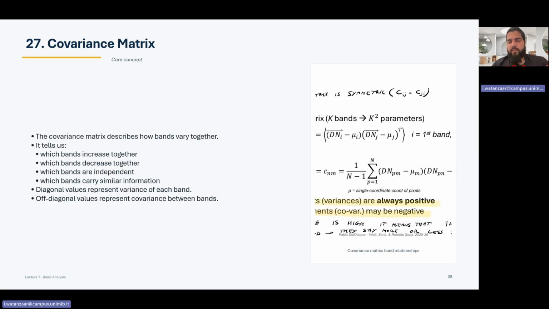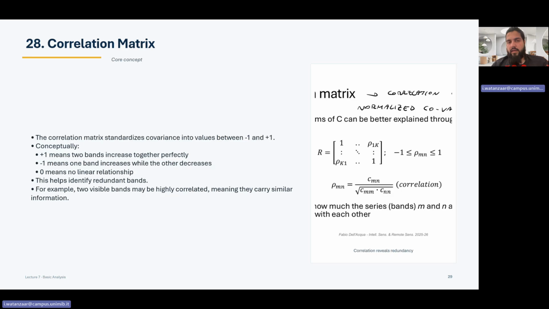The covariance matrix has a practical application, which is the correlation matrix. Here they are standardizing the covariance into values between -1 and +1. So what do -1 and +1 represent? If we see, +1 means the two bands increase together perfectly. This is what +1 means in the standardized correlation matrix. -1 means one increases while the other decreases.